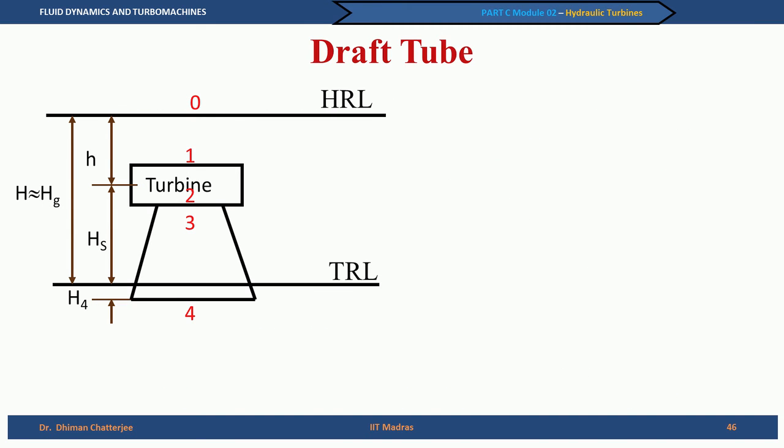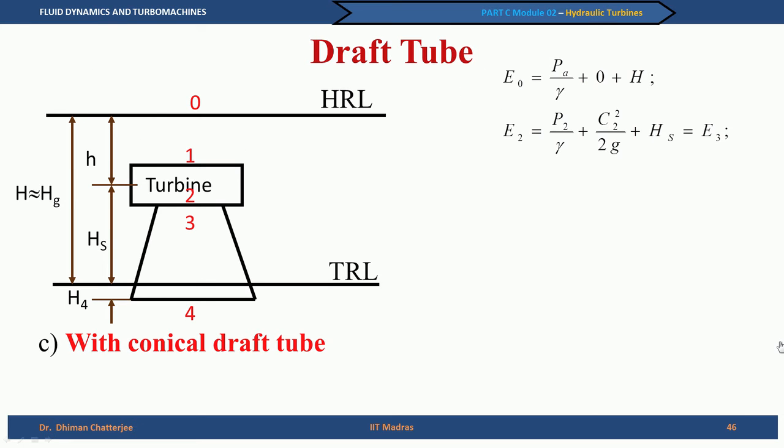So, this is a conical type of draft tube, and as before we have given the numbers 0, 1, 2, 3, 4. Our assumption of H is almost equal to Hg, that is there is no loss in the approach and the exit in the penstock, has been maintained, and hence E0 equals E1. We also say the same thing as we said last time, that Hs is the elevation of the turbine above the tail race level.